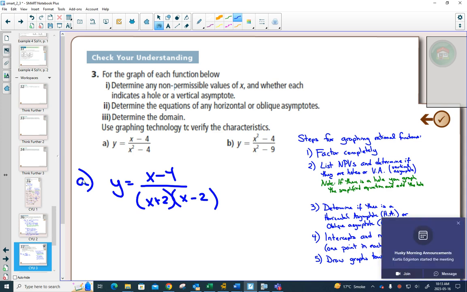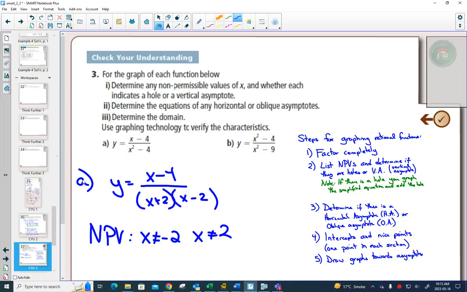We can then list our non-permissible values and say that x can't equal negative 2 and x can't equal 2. Neither of those non-permissible values disappear, right? If a non-permissible value cancels out and goes away, it's going to be a hole. If the non-permissible value stays, they will both become vertical asymptotes. So we will have vertical asymptotes at x equals negative 2 and x equals 2.